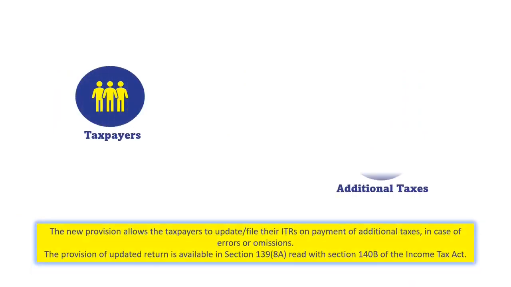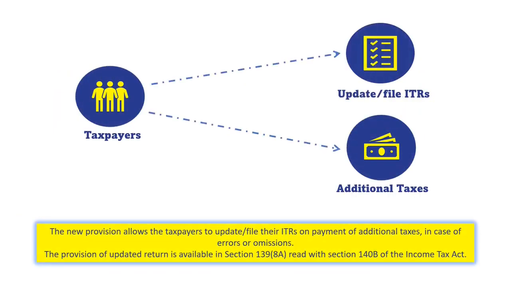The new provision allows the taxpayers to update or file their income tax returns on payment of additional taxes in case of errors or omissions. The provisions of updated ITR are available in Section 139(8A), read with Section 140B of the Income Tax Act.